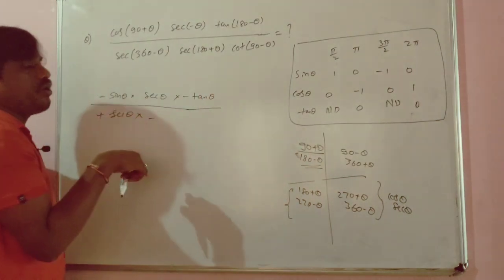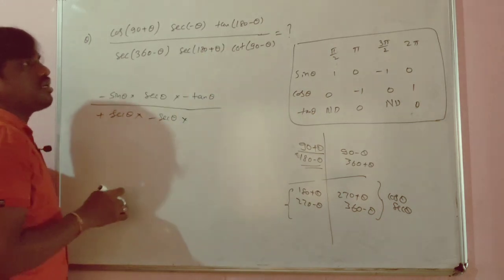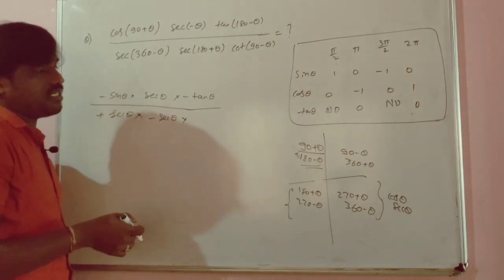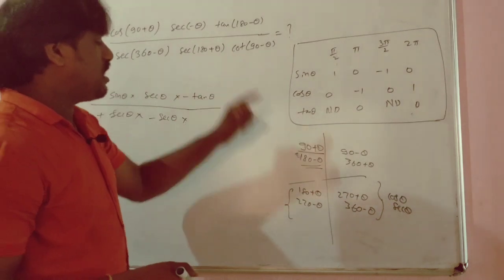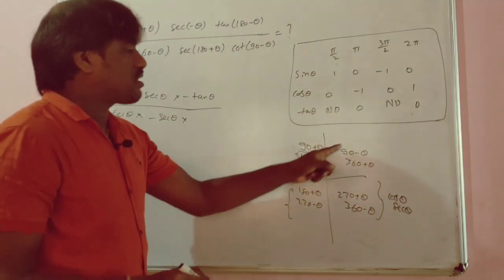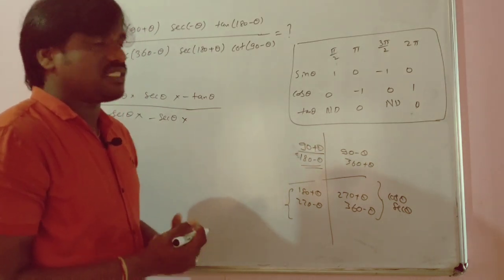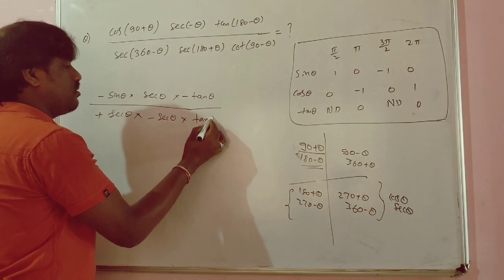So 180 is not going to change it, so sec theta I will get. And next, cot(90 minus theta), where does it lie? Cot(90 minus theta) is in the first quadrant, so positive, and cot is going to change to tan. So tan theta I am going to get.